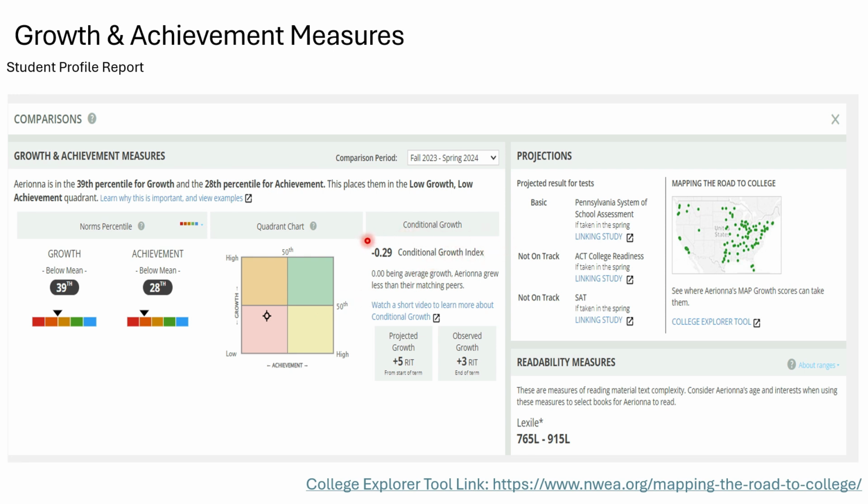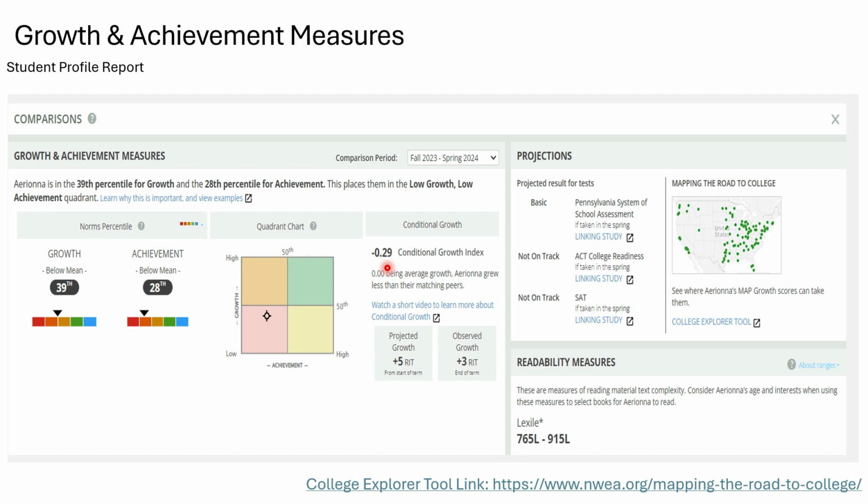We talked a little about conditional growth. You will see here that this student has a negative conditional growth index. This means that the student did not meet their growth projection. If you see here, the student was projected to grow 5 RIT points. This would have been from winter to spring, based on the report we're looking at. Their observed growth was only 3 RIT points, so they missed their projected growth by 2 RIT points. That's why you will see a negative number.